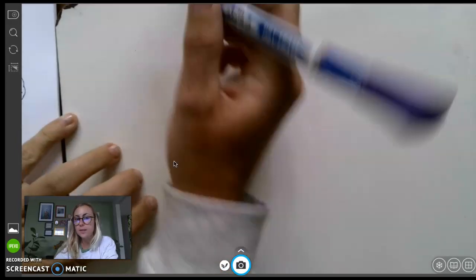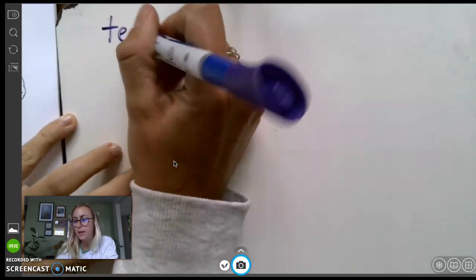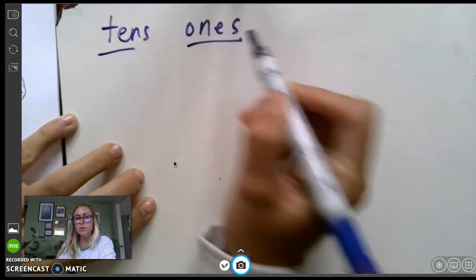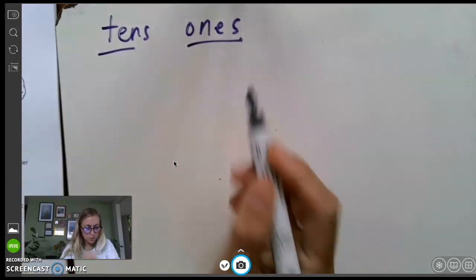All right, so we're still adding and subtracting like units. And remember, like units means that we're either going to be adding and subtracting tens or adding and subtracting ones. So those are the two like units that we have to find. So let's do another one.